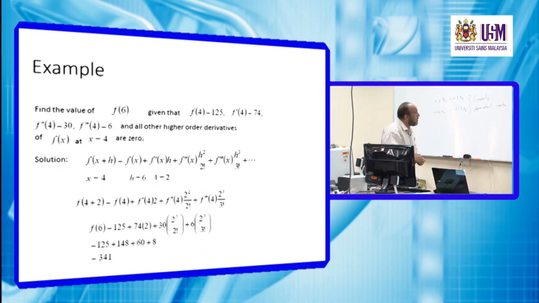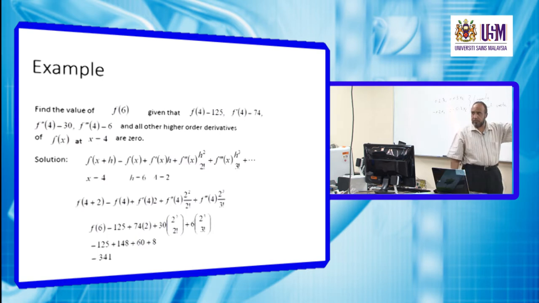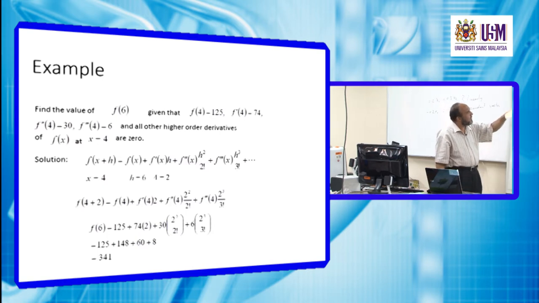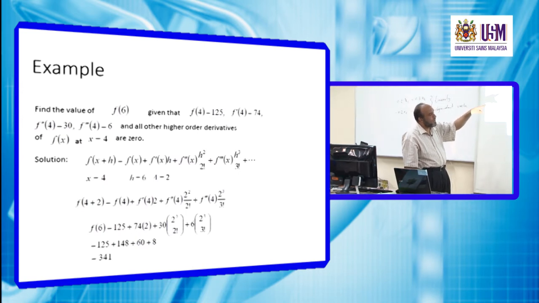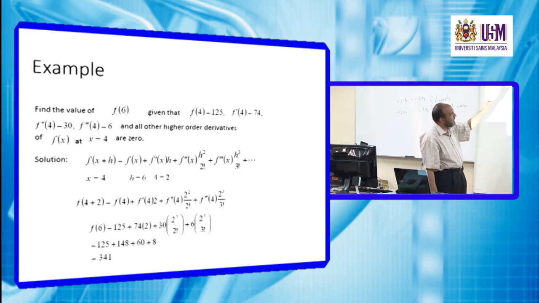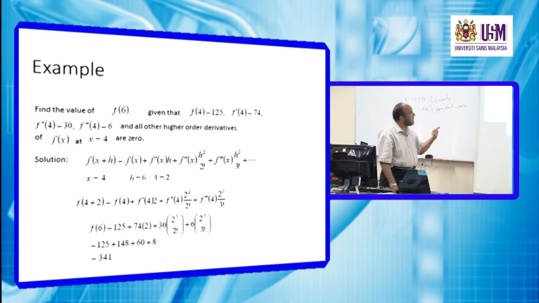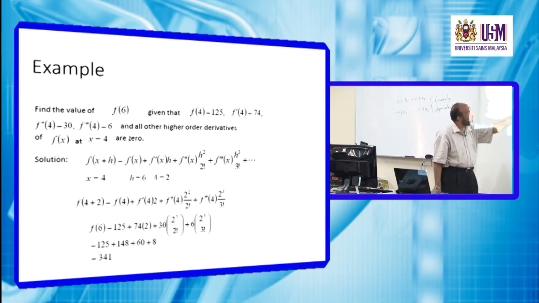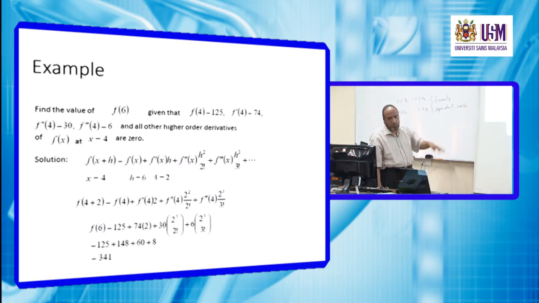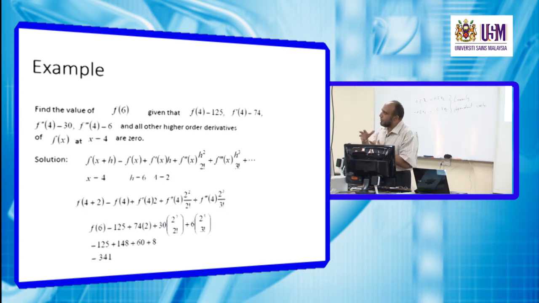Now we have an example. We have some function. We don't know what this function is. We need to find its value at x equal 6, given that we have the value of this function at 4 equal 125, the first derivative at the same point is 74, the second derivative is 30, the third derivative equals 6, and all other higher order derivatives of f of x are equal to 0 or approaching 0, very, very small, so that we can assume they equal 0.